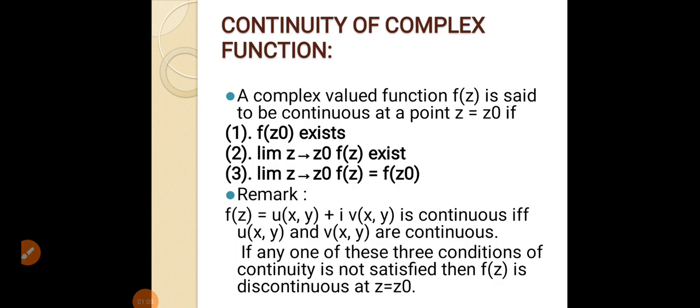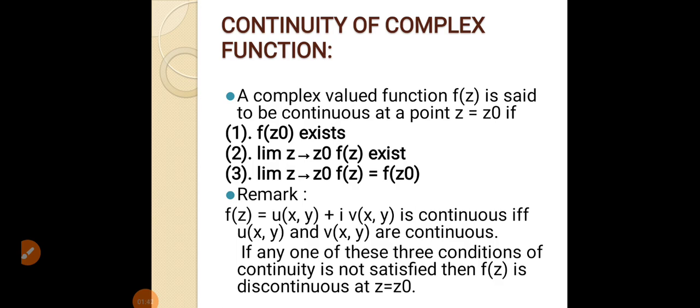Here we have three conditions. The first condition is that the function is defined at z0, which means f(z0) exists. The second condition is that the limit as z tends to z0 of f(z) exists. The third condition is that the limit as z tends to z0 of f(z) is equal to f(z0). It means the value of the limit and the function at z0 are the same.